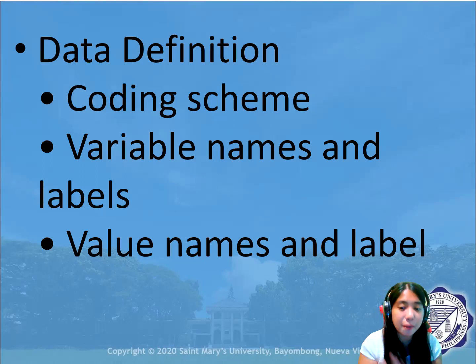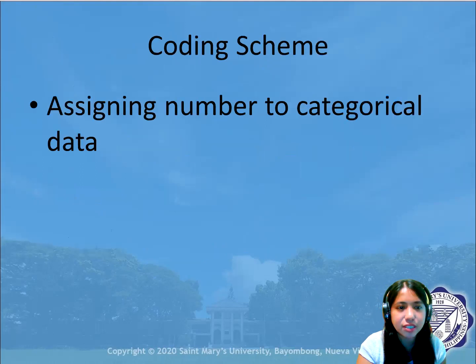This is simply assigning numbers to our variables, or rather to the categories of our variables. So let's start. For the coding scheme, we will be assigning numbers to categorical data. Why? It is because it is a requirement of the statistical software that we are going to use. And just in case you wonder if the software can read data that is written in words or in characters other than numbers, yes, it can read it, except that it cannot recognize similar codes or similar categories.